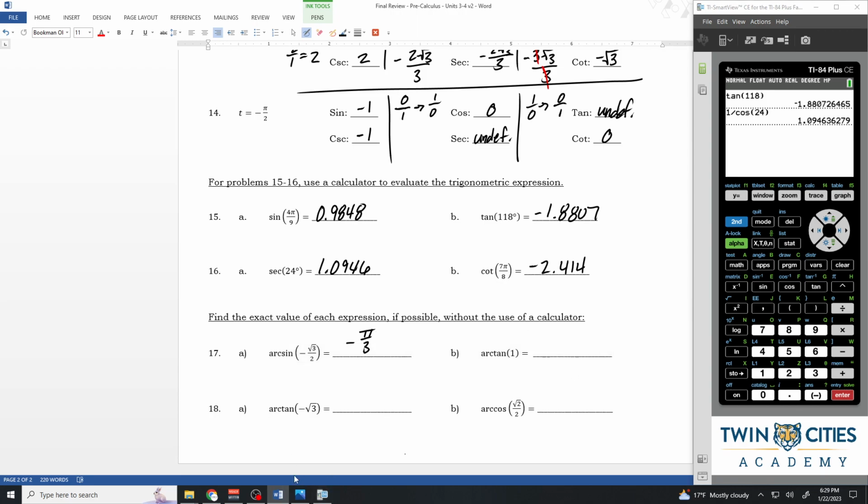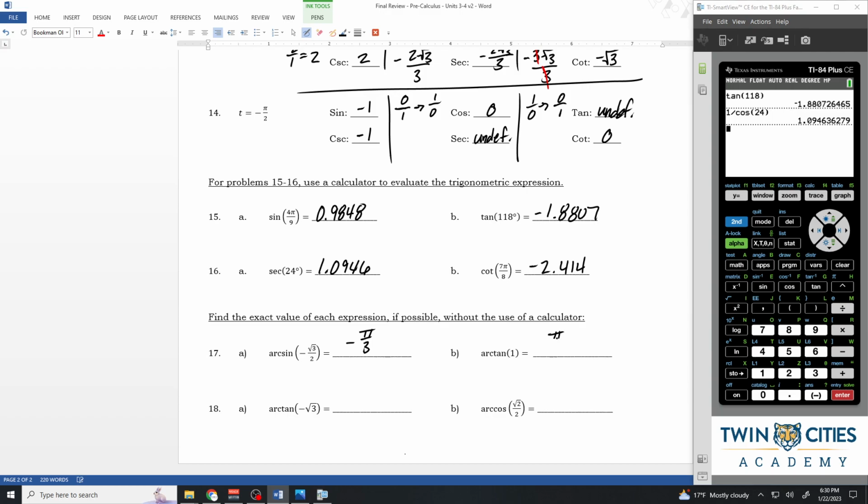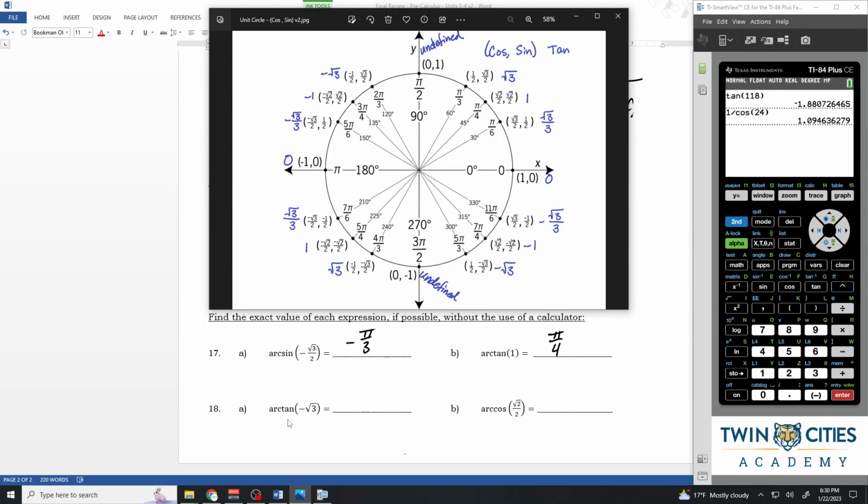Okay, arc tangent. Now I want to know, on the right half, where is the tangent 1? Okay, that's right here. The radian measure is pi over 4. So the arc tangent of 1 is pi over 4. Two more. The arc tangent of negative square root of 3. That's right here. The radian measure is negative pi over 3.